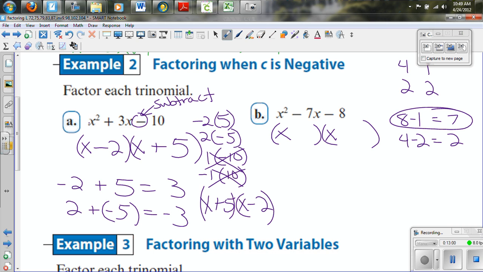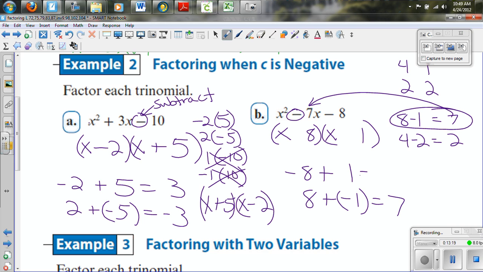So we know it has to be this one to give us the 7 in the middle. So then we have to decide. We know these are 8 and 1. And so we're going to have a negative in the middle, so which one has to be negative? Well, it has to be negative 8 plus 1, because 8 plus negative 1 would give us positive 7. This one gives us negative 7. So this has to be a positive 1 and a negative 8. So x minus 8 and x plus 1.